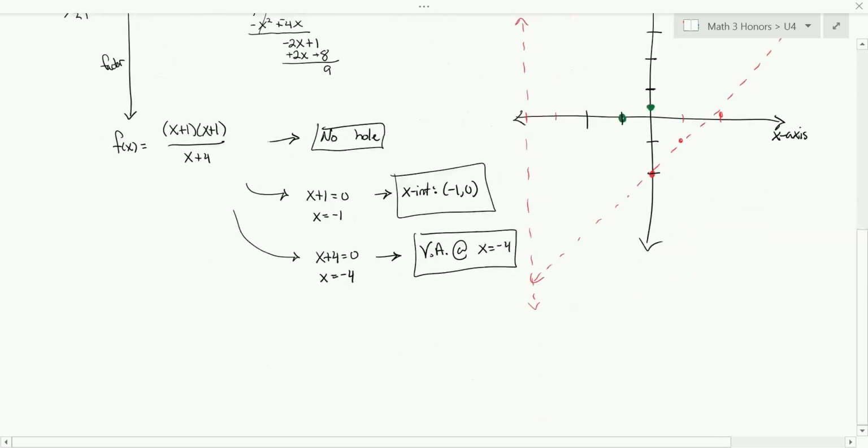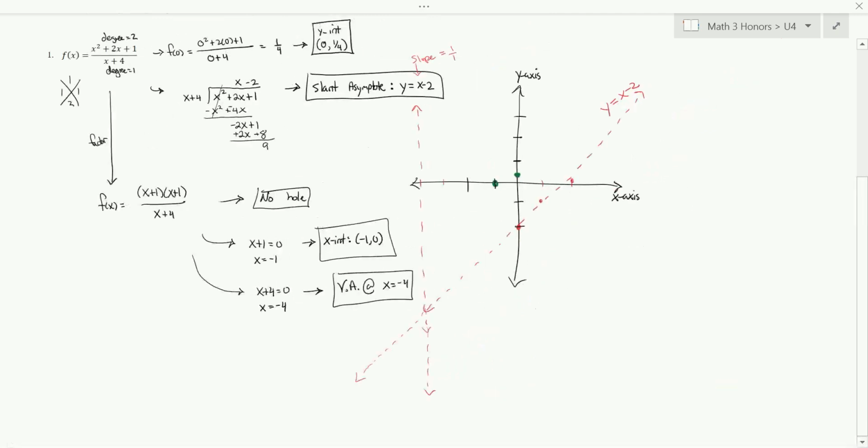And I'm probably going to have an issue here. I need to extend this a little bit more. Okay. All right. So we've got all the information on our graph that we know, and then the rest of it is trying to figure out what's happening.